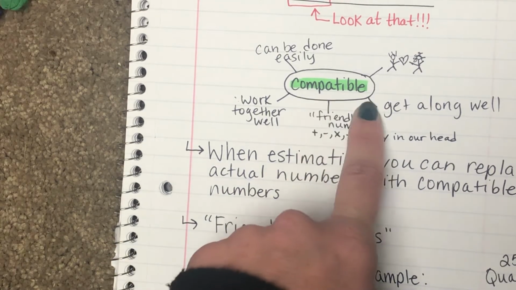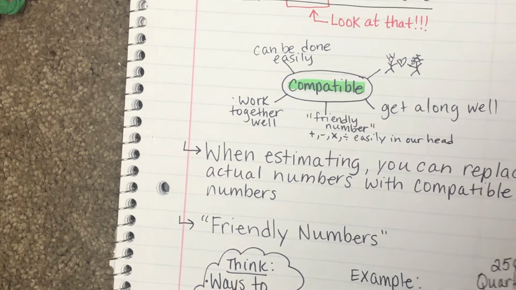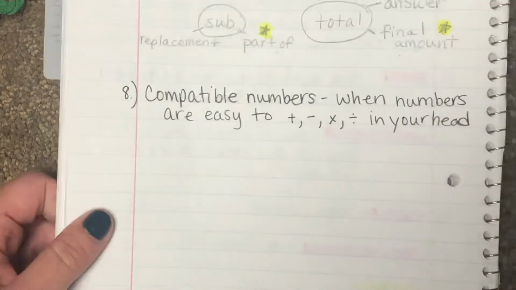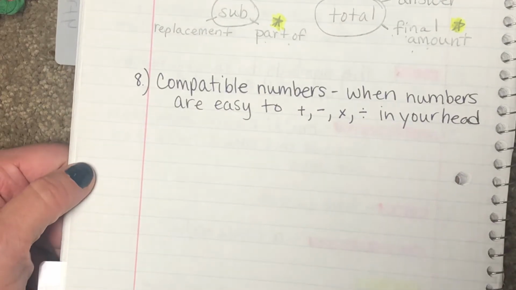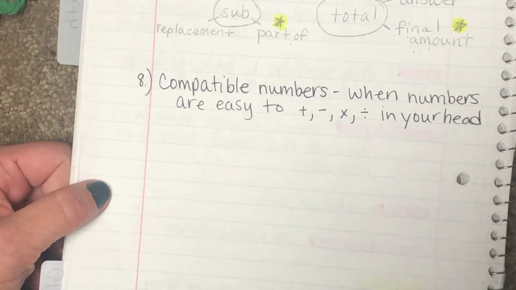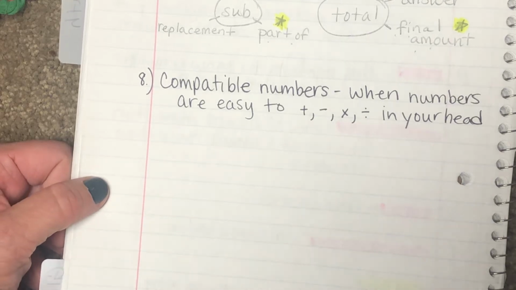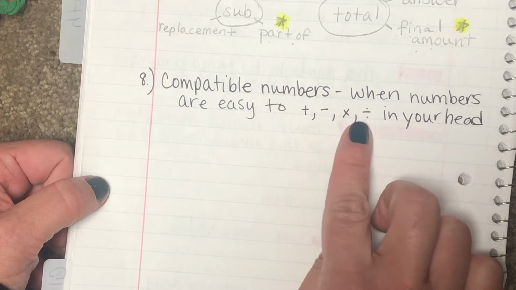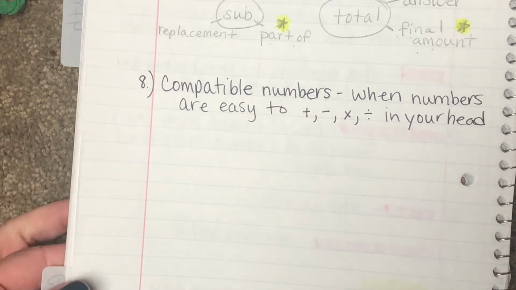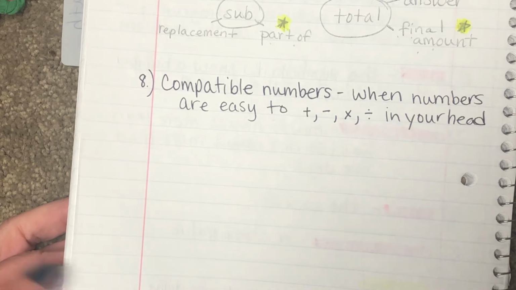So I did highlight that, so that does mean I'm going to want you to go to the glossary. Oops, I did forget to highlight that there, so I'll have to do that. But go ahead and pause and you can write this in to your glossary. So compatible numbers, it's when numbers are easy to add, subtract, multiply, and divide in your head. When we don't need a calculator, we don't need to write things out. They're just very easy to do mentally.